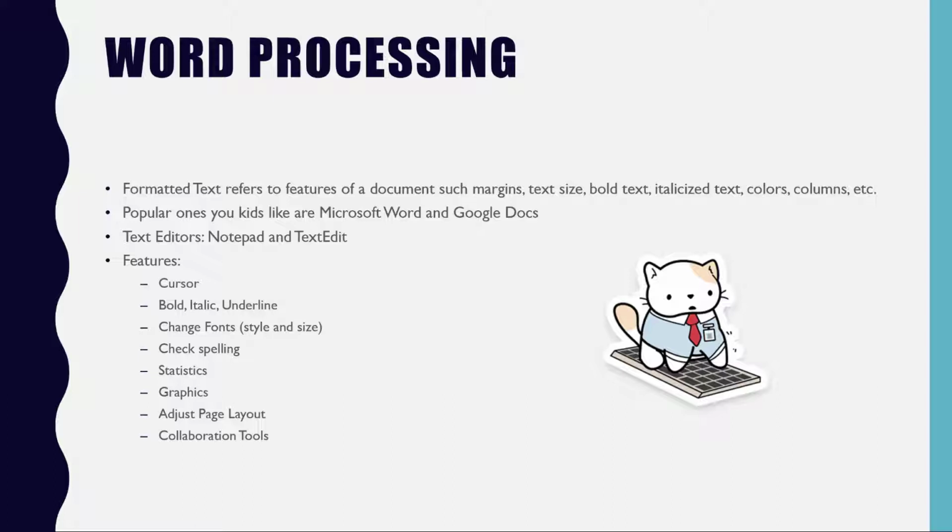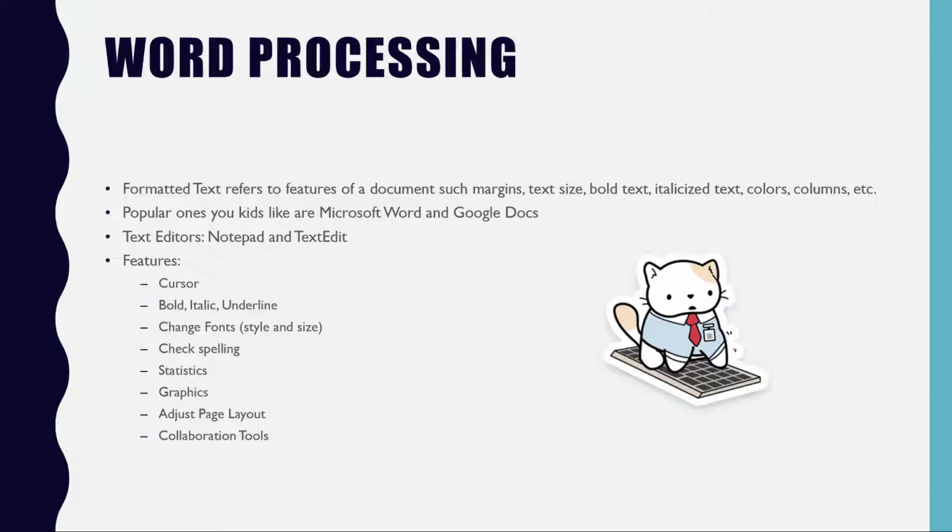Anyways, popular word processing programs are Microsoft Word and Google Docs. You probably use both, and actually you have access to them both as college students or Penn State students. Now, just because you can edit text does not make it a word processor. For instance, Notepad and TextEdit are not considered word processors. Notepad is for Windows and TextEdit is for Mac.